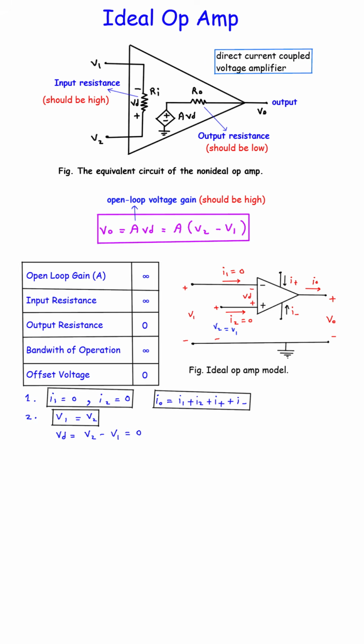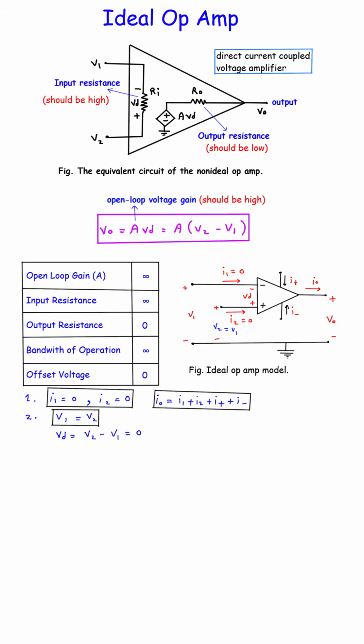The left part of the image shows the internal equivalent circuit of a non-ideal op-amp, where you can see the input resistance Ri, the output resistance Ro, and the dependent voltage source A times Vd, all arranged inside the triangular amplifier symbol. The image also highlights that input resistance should be high to avoid loading the signal source, and output resistance should be low to deliver power efficiently to the load.